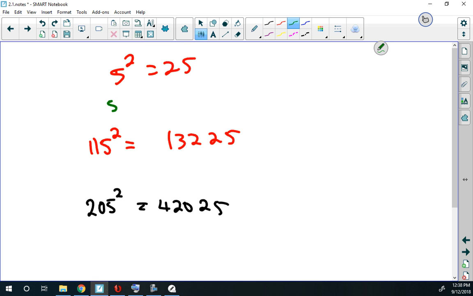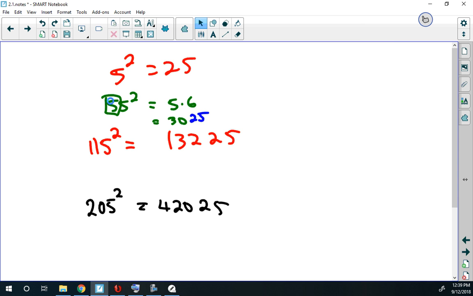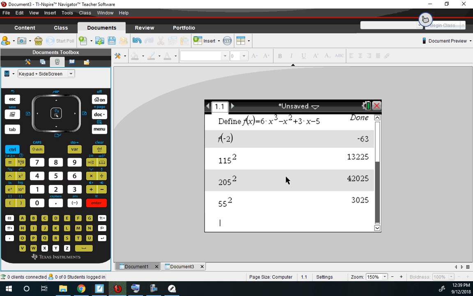55 squared. So what do we do to find 55 squared? We take this leading term 5 and multiply by the one higher, 6. So 5 times 6 is how much? 30. And then we just drop a 25 on the end of it. So 55 squared, bam. Isn't that pretty neat?